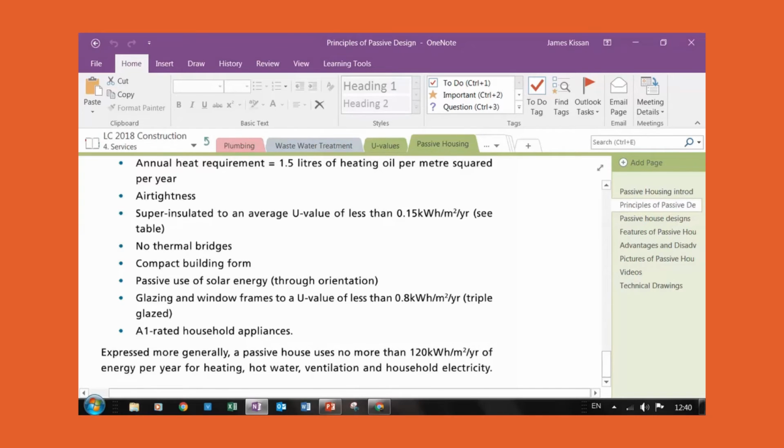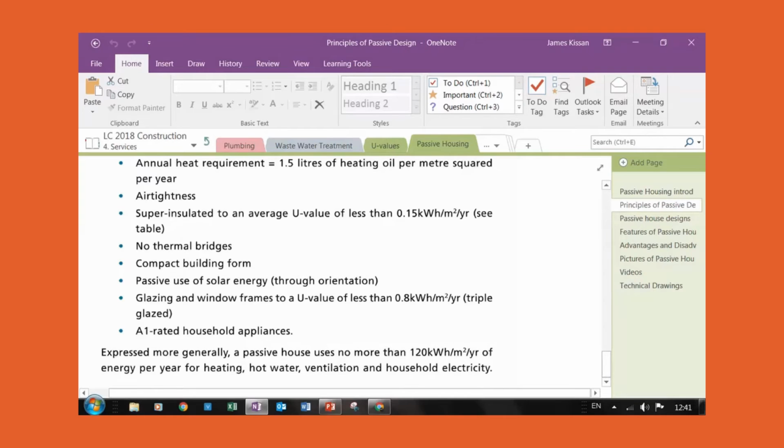Then glazing and window frames, U value of 0.8. Now, 0.8 is probably as low as you can get with windows. A lot of the surface area of a window is glass, and glass is not a brilliant insulator. So the windows in any house are the main area where you're going to lose heat. In a traditional house, you'll have a U value of 1.6, maybe 1.8, whereas in a passive house, they have 0.8.